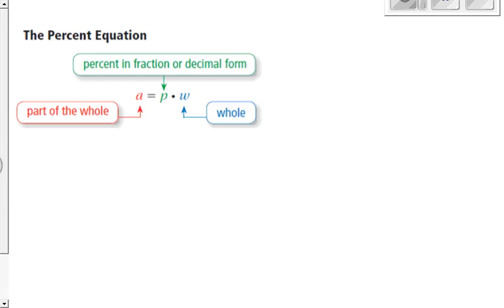6.4% equation. The percent equation says A equals P times W. We can also use is over of equals percent over 100, like we did in chapter 6.3.